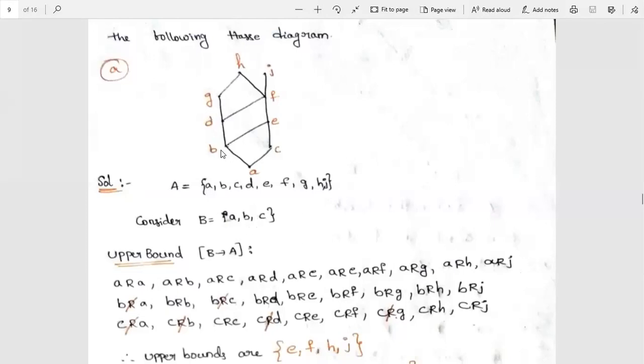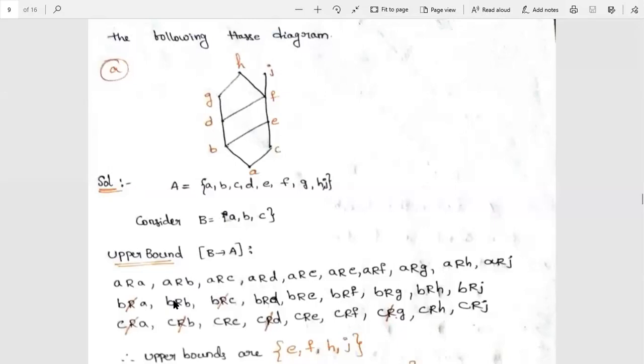So is B related to A? No, it is not related to A. So we have to move upwards only. We do not move downwards. So here B is not related to A, because that is downwards, and we do not move downwards. We have to move upwards. So B is not related to A and B is related to itself.